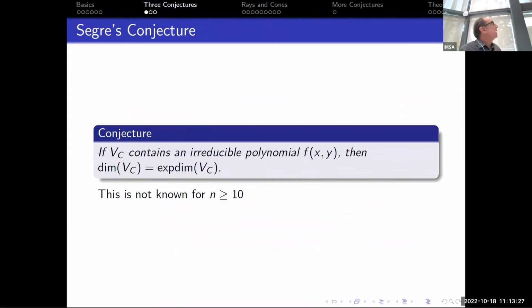So the first conjecture was made, I think, in the 30s by Segre. Said, look, if you have an irreducible polynomial that satisfies the conditions, okay, then the dimension is the expected dimension. Now, this doesn't violate the double of the exceptional curve example, because that example is not an irreducible polynomial; it's the square of a polynomial. Right? So that is forbidden by the hypothesis, and Segre's conjecture is still not known if the number of points is 10 or more.